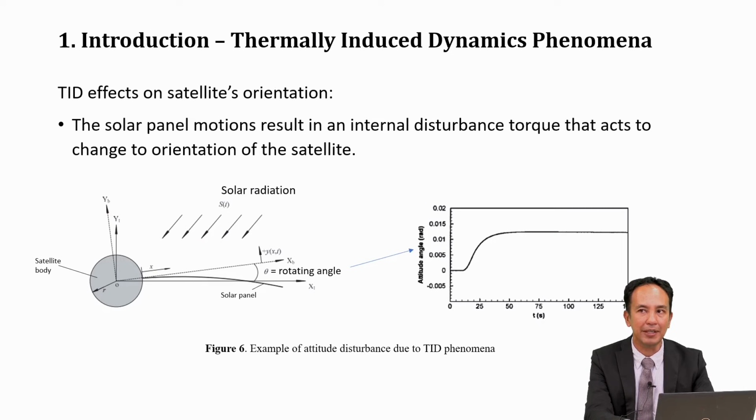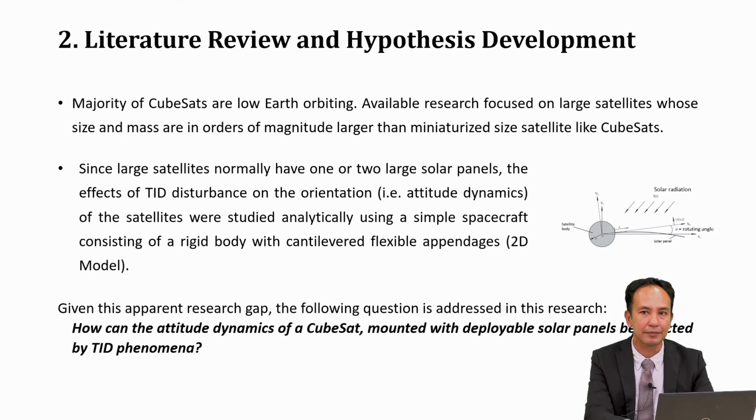The TID phenomena on the solar panel has been known to affect the orientation of LEO satellites during eclipse transition. As shown in this figure, the sudden thermal loading from solar radiation can force the solar panel to move downward from its original position, resulting in orientation of the satellite body in the opposite direction due to inertia effect. Majority of CubeSats are low Earth orbiting.